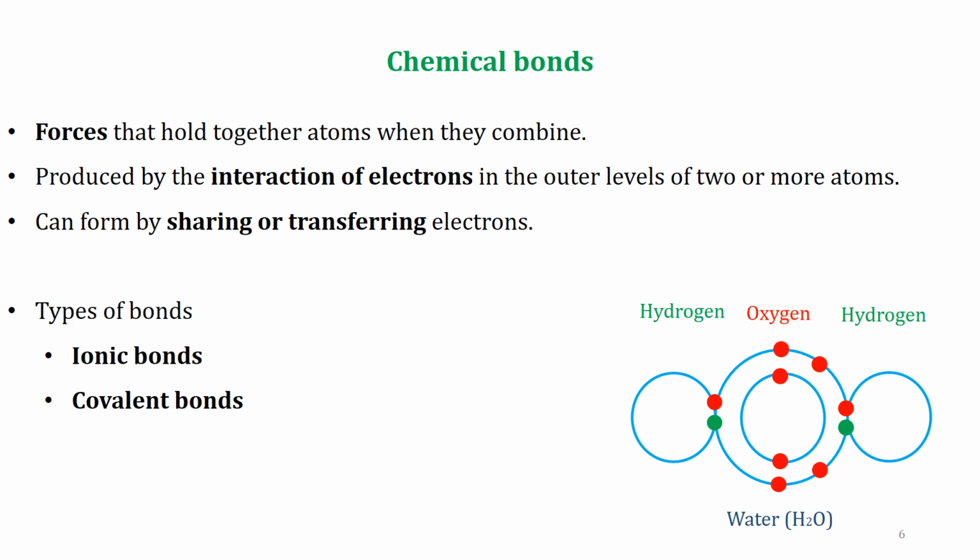So, how do atoms combine to form compounds? Through chemical bonds. These bonds result from the interaction of electrons in the outer shells of atoms. They can transfer electrons, creating ionic bonds, or they can share electrons, creating covalent bonds.